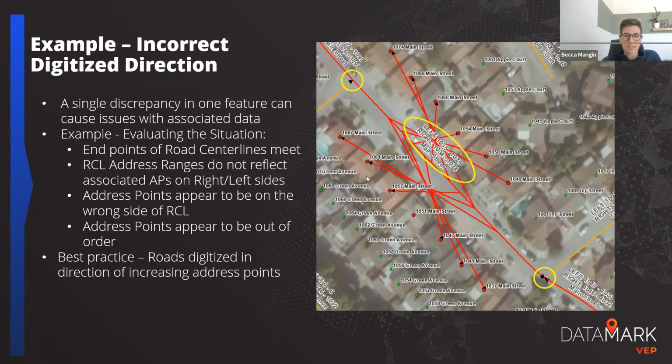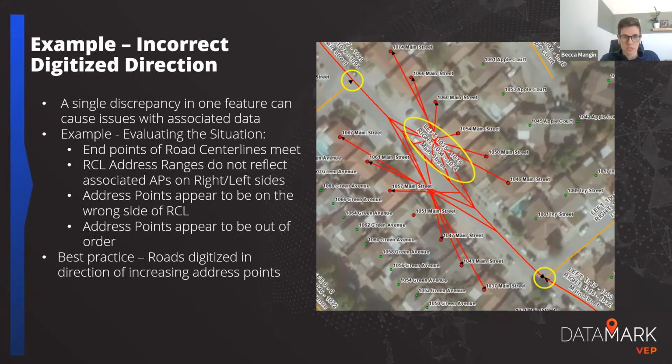So again, to the naked eye, we might not have been able to identify this, but it really is something that, like Annie mentioned, the best practice is just consistent maintenance of your data. So again, we have to remember that this data has to be correlated. So you have to think of everything as a big picture. And since this one road wasn't accurate, it was causing the address points to have issues, right?